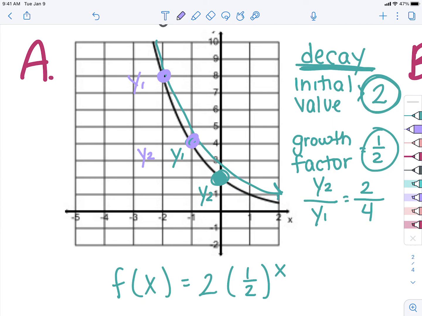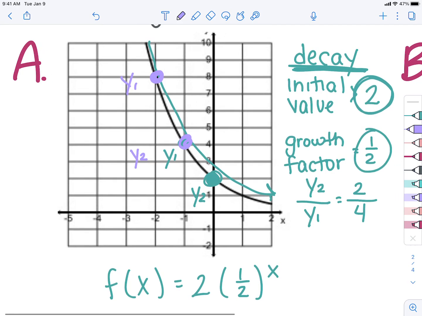But even if I picked 2 different points, as long as they were one space apart, I'm still going to get the same thing, right? Because here I'm going to do 4 divided by 8 with the purple ones, and I'm still going to end up getting 1/2. So you can always double check yourself if you wanted to and pick a couple and make sure they're all the same.